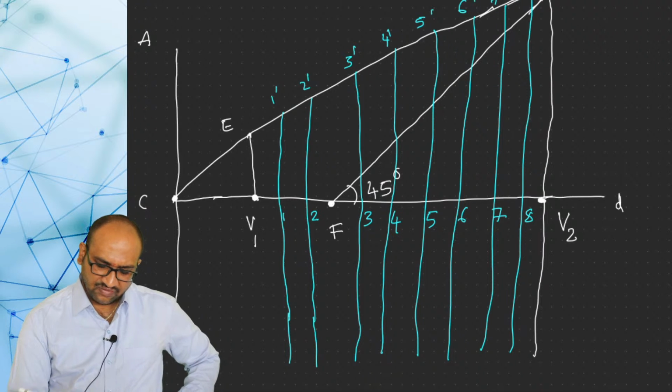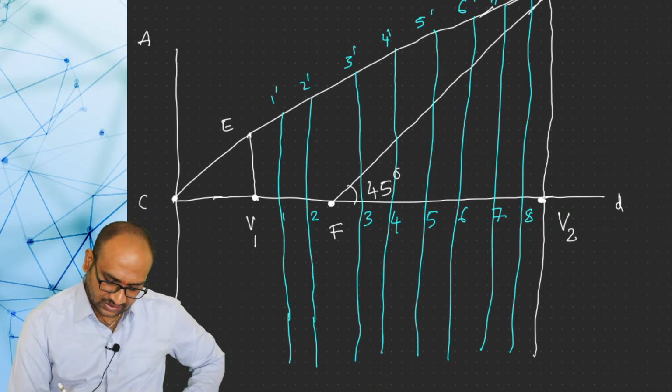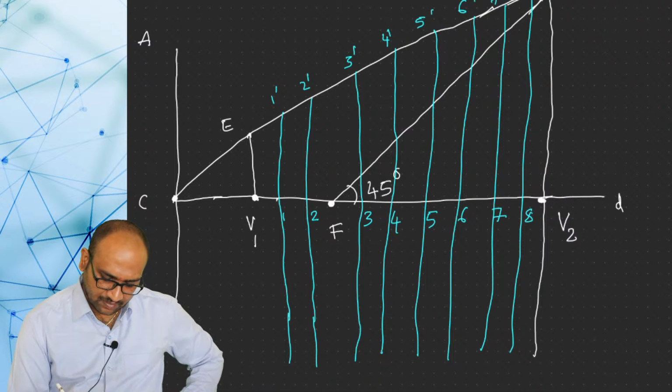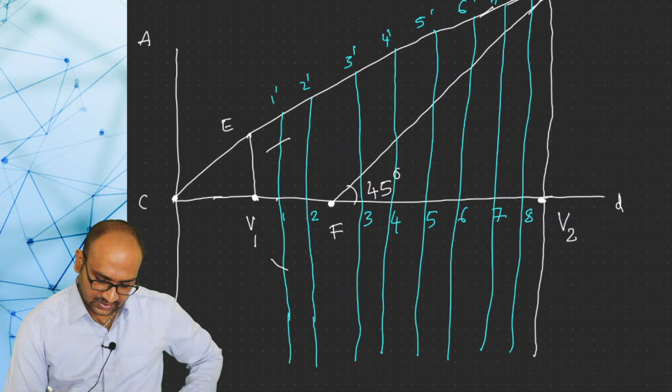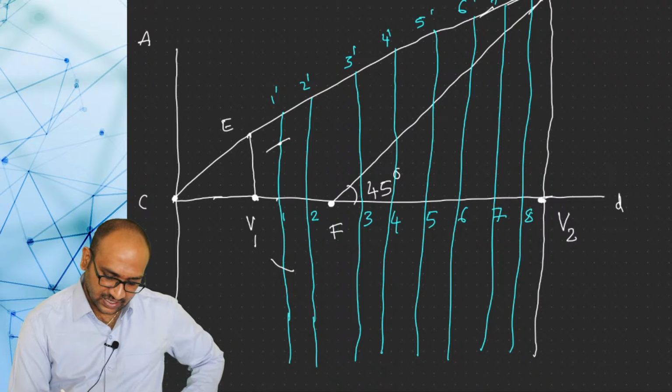Next, with the help of a compass, you measure the distance between 1 to 1 dash. You measure the distance from 1 to 1 dash with the help of the compass, and with F as center, you cut this first line and draw arcs on both sides of the axis, and you give the names P1 and Q1.